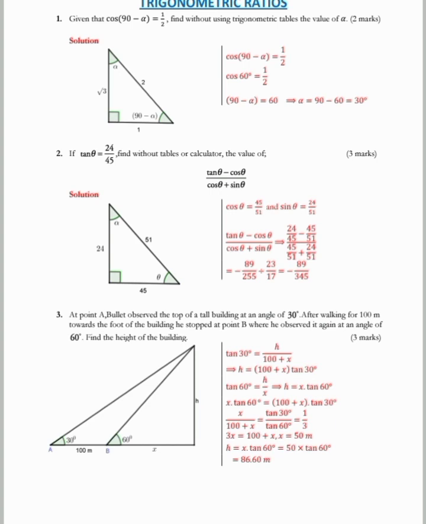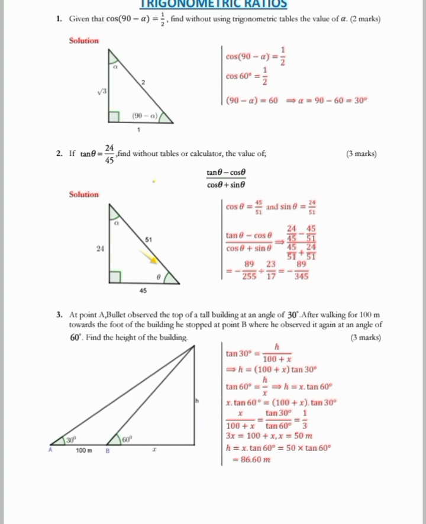What we have been given is tan theta equals 24 over 45. We know that tan theta is equivalent to opposite over adjacent. That is from SOHCAHTOA. So if we say that this angle here is theta, then we can say that the angle above here is alpha.